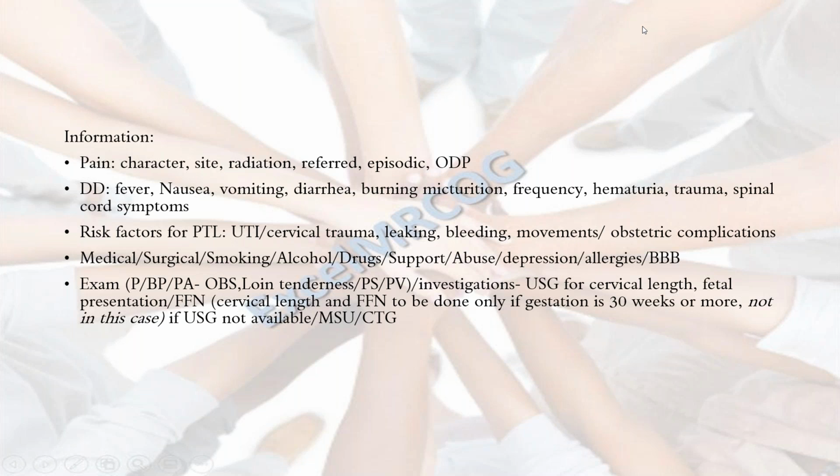Then go to the rest of the history. In the rest of the history, certain important points are there, like abuse. Okay, domestic violence could be one important cause of pain during pregnancy. Medical, surgery, smoking, alcohol, drugs, all that, abuse, mental health, again important, okay? Because it could be just a psychological thing. Allergies, blood group, BMI, those are the other history which is important.